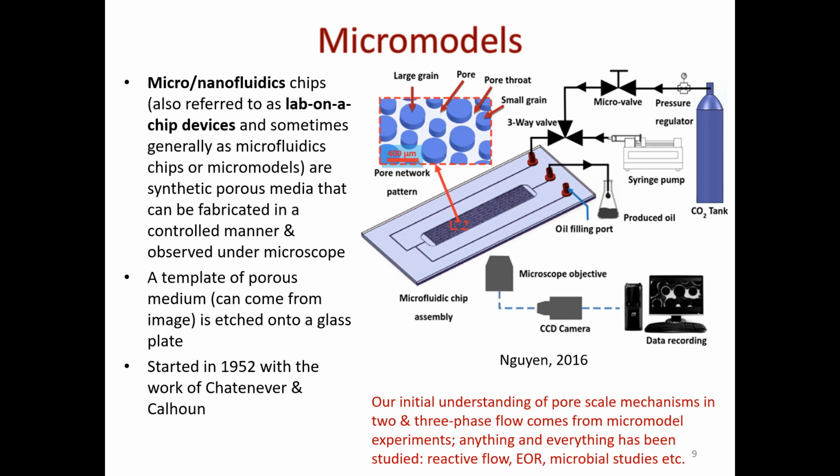And the good thing about these is that they're models, they're reproducible, right? So you can create yourself 10 of them and then use them in 10 different ways and study. And then you put this piece under a microscope and you create a video of what's going on. So in that sense, this started in 1952. Our initial understanding of pore scale mechanisms in 2- and 3-phase flow basically comes from micromodels.